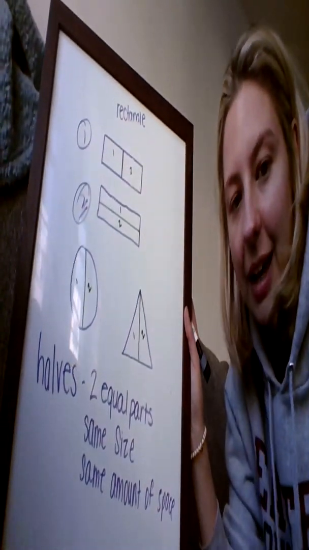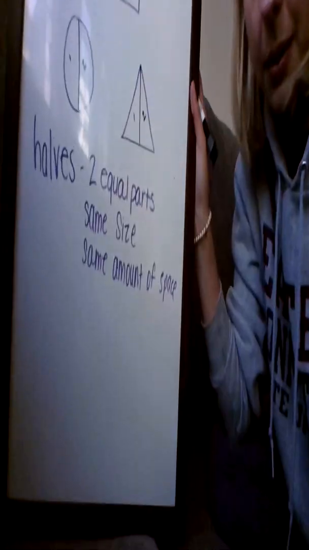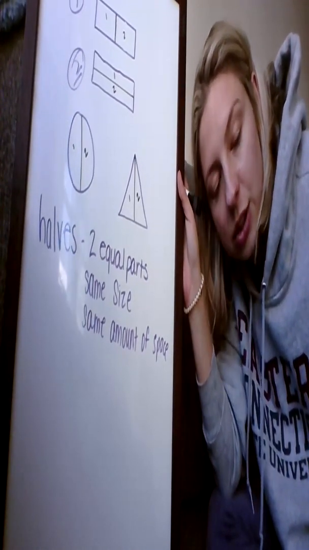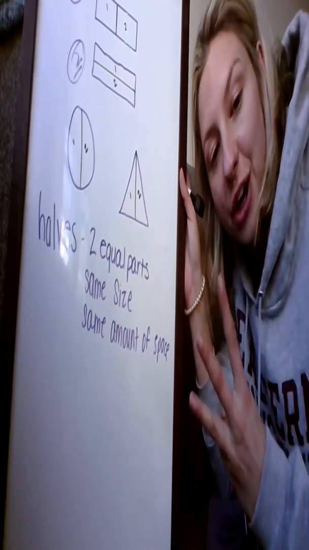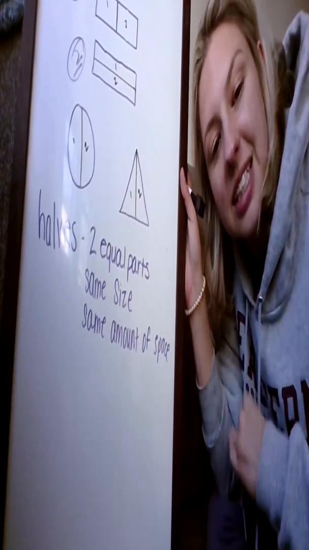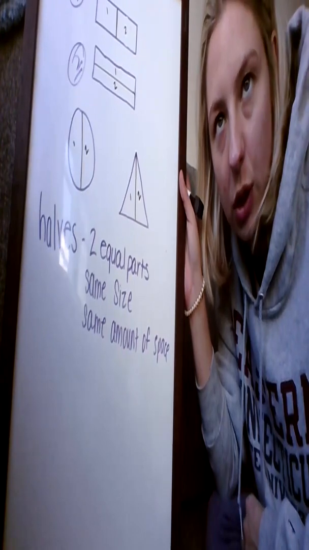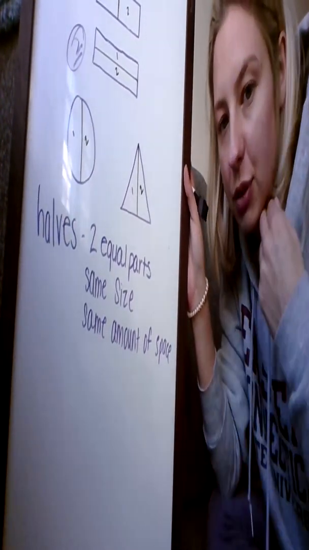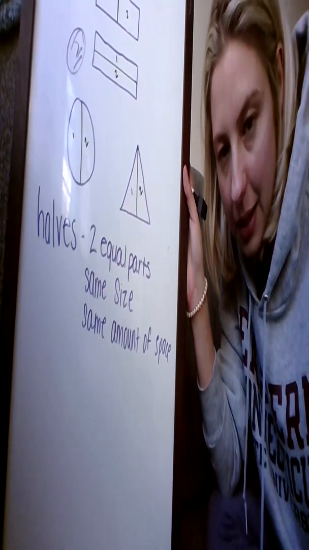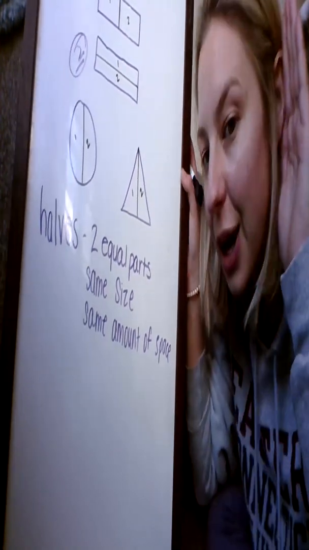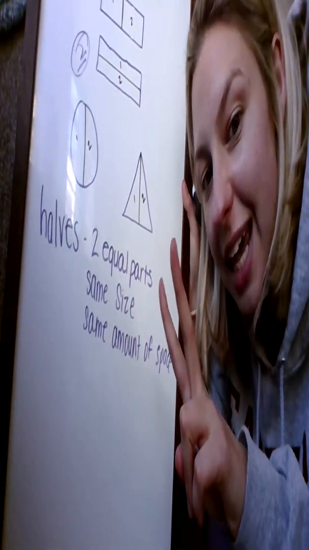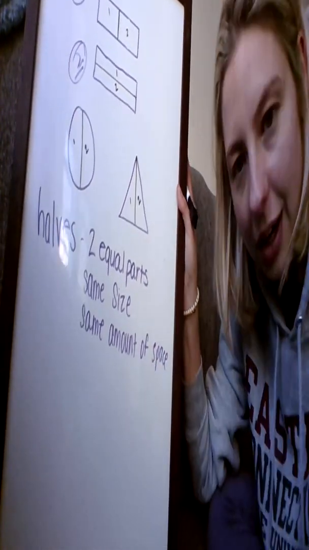So now that we have gone over halves, in our upcoming math lessons, we are going to be doing thirds, which involves 3 parts, and fourths, or sometimes we call them quarters, into 4 equal parts. But we're just going to stop for today, and we're going to do halves, okay? And remember, halves are how many equal parts? Say it. 2 equal parts.